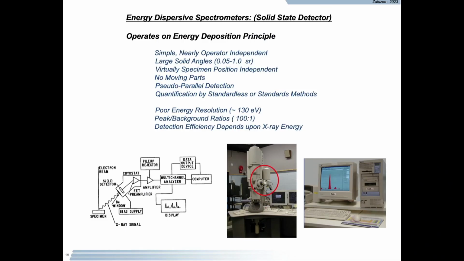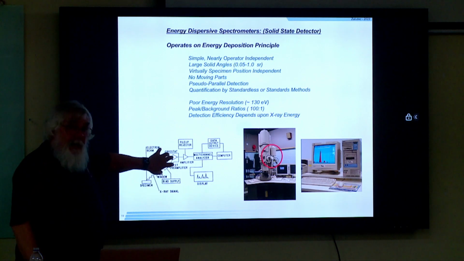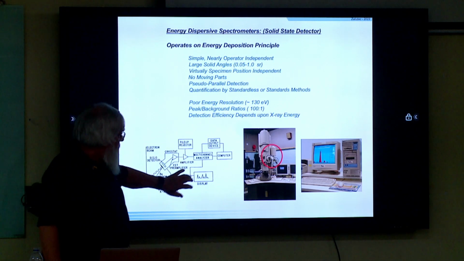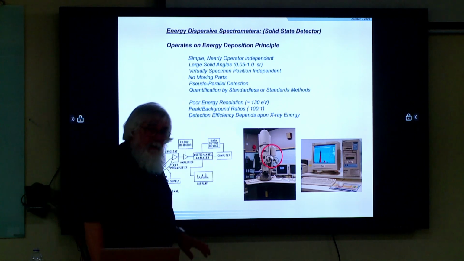So all of the energy dispersive spectrometers, whether it's a Si(Li) detector or an SDD, work on the same principle. There is a specimen. It's hit by an electron beam. X-rays come off. They hit the detector. We'll talk about that in a minute. A signal is generated, amplified, and a spectrum is produced.